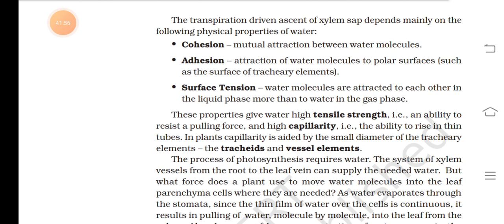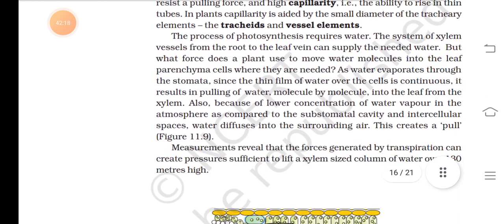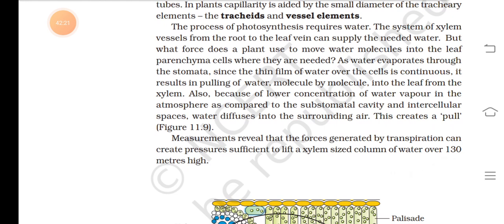The process of photosynthesis requires water. The system of xylem vessels from the root to the leaf vein can supply the needed water. But what force does a plant use to move water molecules into the leaf parenchyma cells where they are needed? As water evaporates through the stomata, since the thin film of water over the cells is continuous, it results in pulling of water molecule by molecule into the leaf from the xylem.